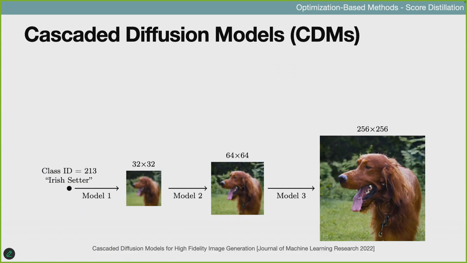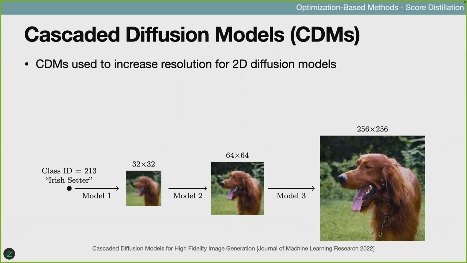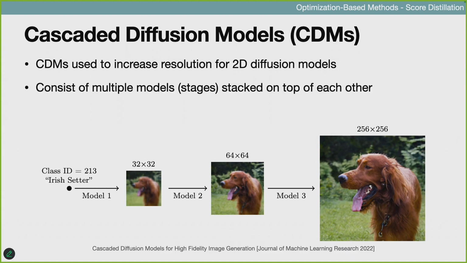And to understand how we can address this, we first need to look at how these 2D image generation pipelines typically work. There are a lot of different ways you can go about doing this, but one popular method is this idea of cascaded architecture, and it's used to increase the resolution of the diffusion models. It's basically a cascade of multiple models in different stages, and each model is sort of upscaling the result from the previous one.